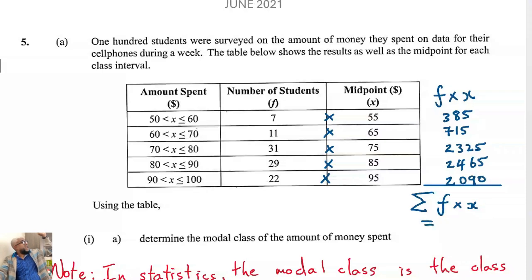And then for F, we need the summation. We need the summation of F also, which is this column. Adding up, coming out. Now, I need a few people to add this to make sure that we don't have it wrong. So add the F multiplied by X column and add the F column.